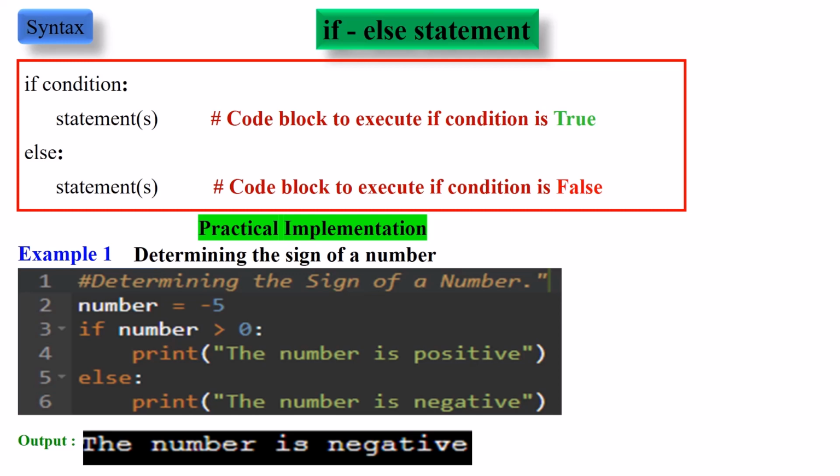In this example, the if statement checks if the value of number is greater than 0. If it is, the program prints the number is positive to the console. If the condition is false, it goes to the else part, that is, the number is negative, and the program prints the number is negative.